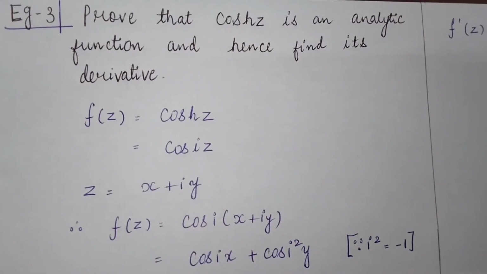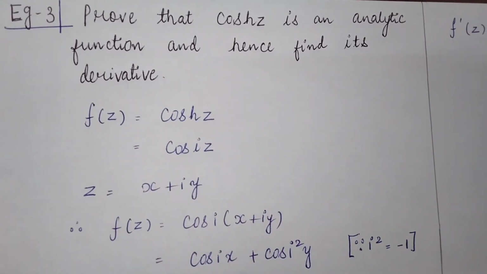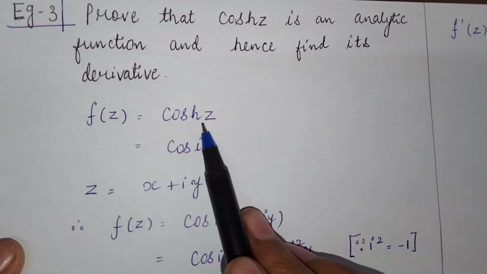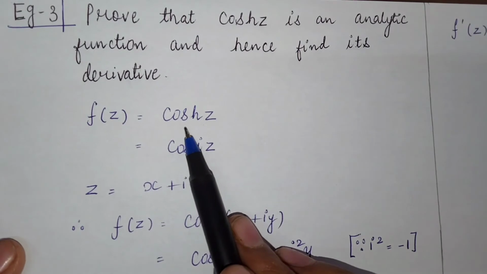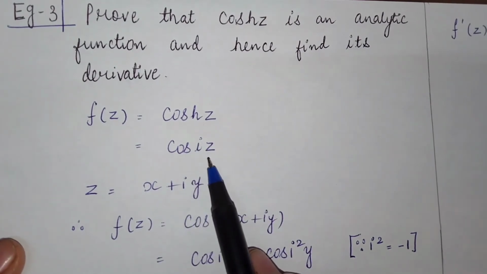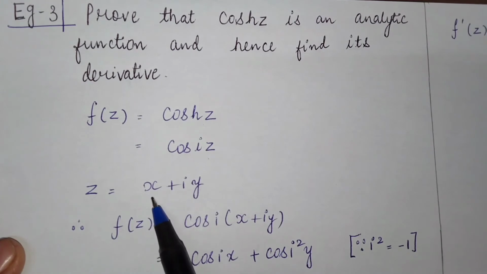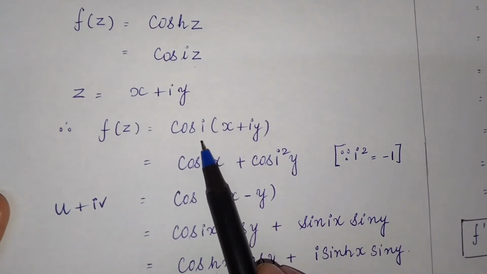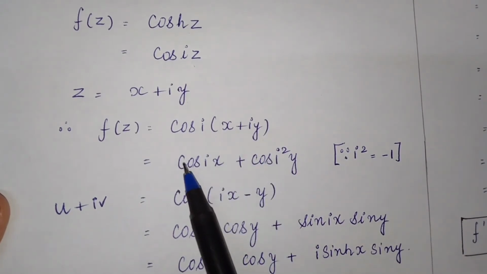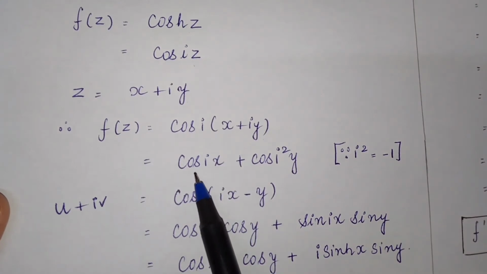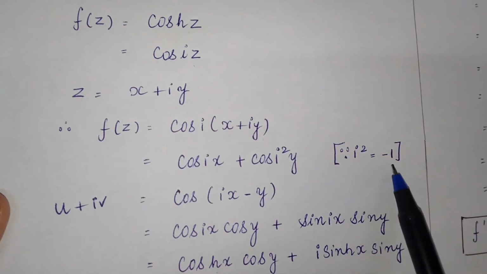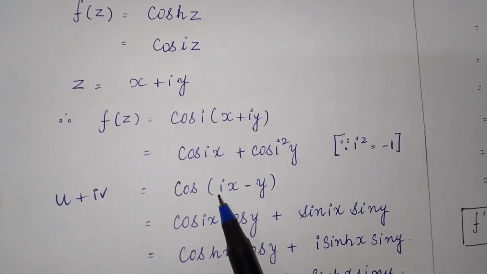So example 3. Prove that cos hz is an analytic function and hence find its derivative. Again it is a similar example. We have to take f of z is given as cos hz, but we know that the value of cos hz is equal to cos iz, and here in place of z we can substitute x plus iy. So substituting the value we get cos i into x plus iy. So multiplying i inside the bracket we get cos ix plus cos i square y. But the value of i square is minus 1. So we get cos of ix minus y.